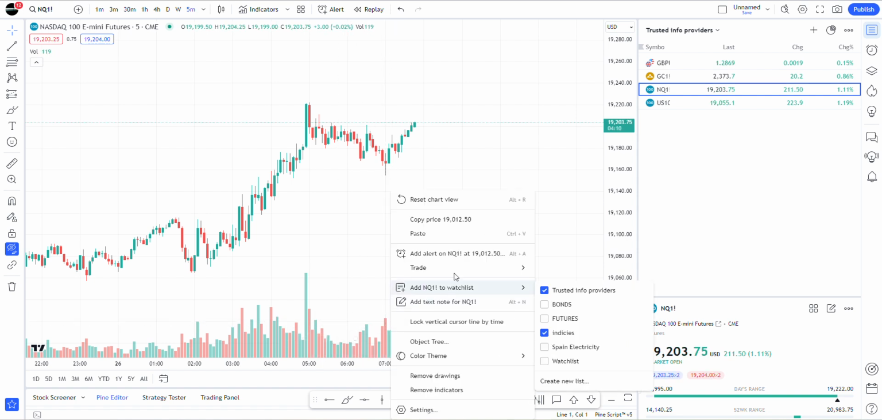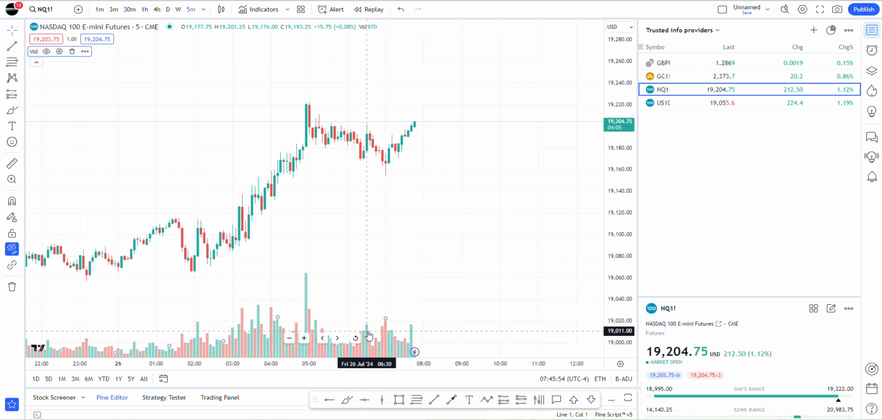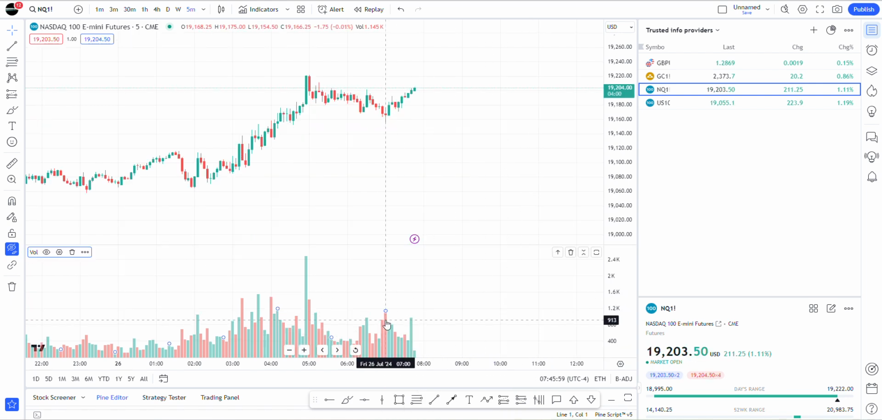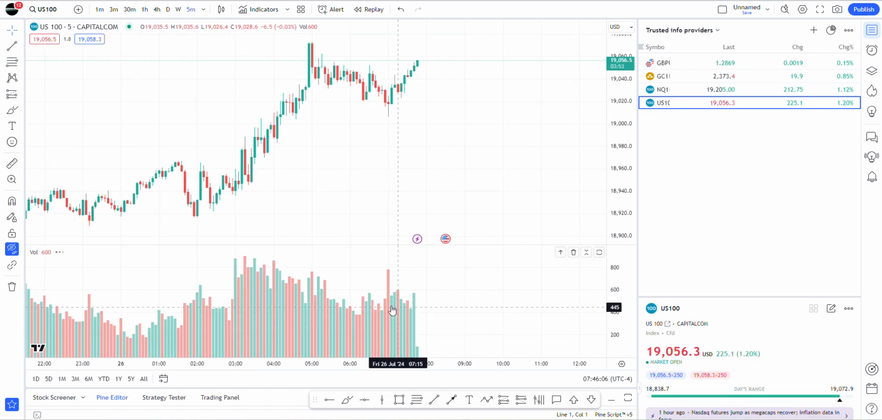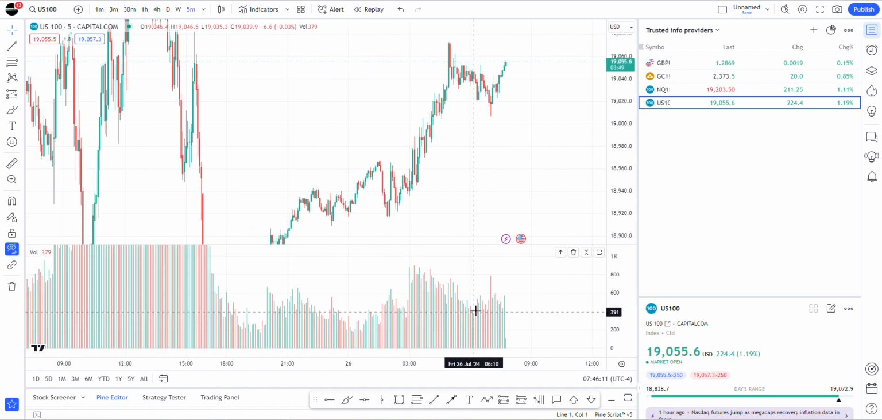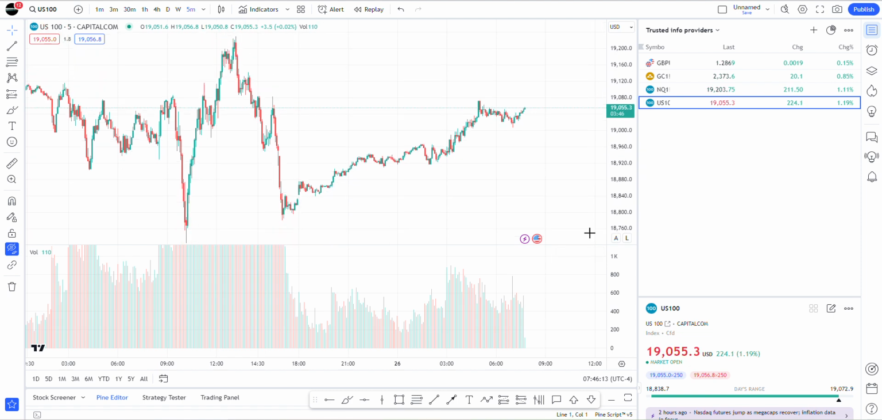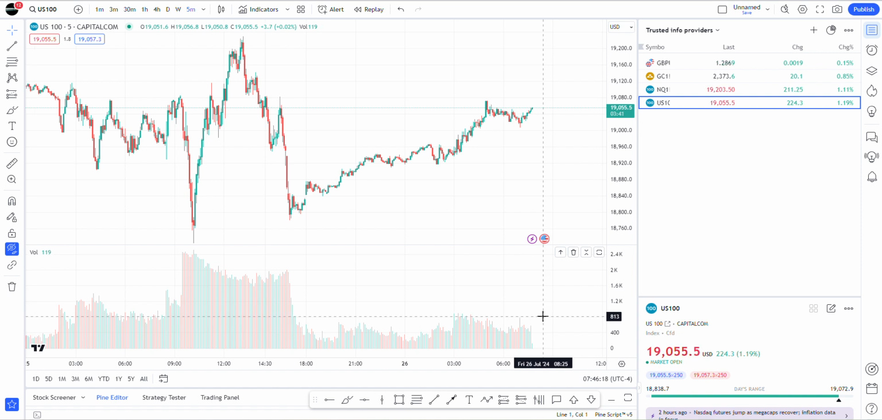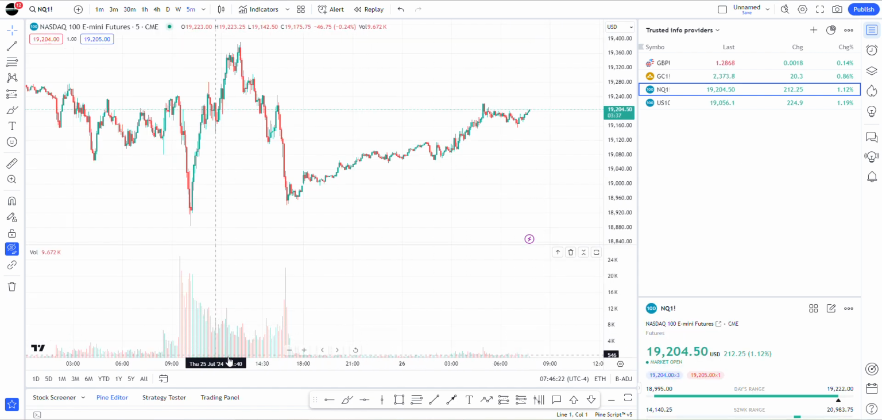I need to put it in a new pane. Why is it not coming? Volume, move to pane below. So you'll see that volume number at 7 is 1145. And if you look at this one, it's 782. So that's not proper volume. This is why I don't trust this. Any volume indicator you put on, you're not getting proper volume. So that's why I'll use this all the time.